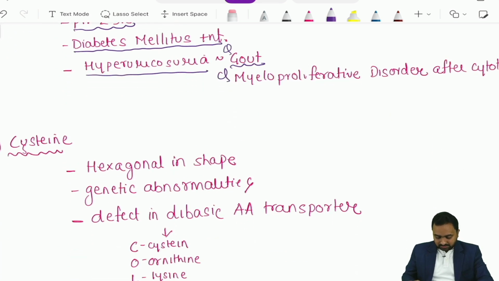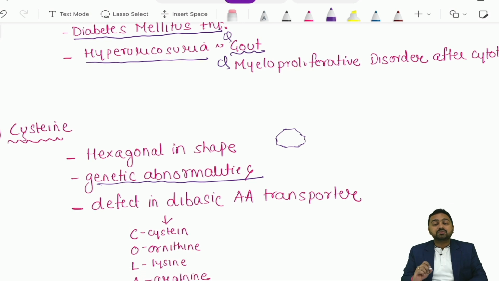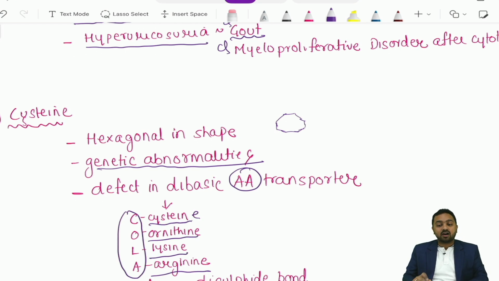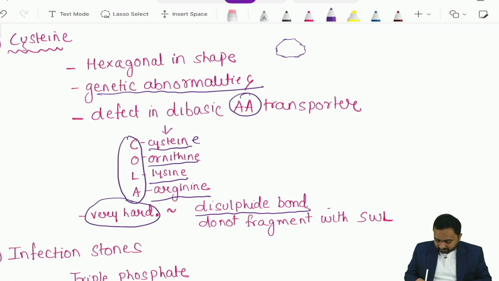Then you have your cystine stones, which are hexagonal in shape, right? Now, they are associated with genetic abnormalities. It is due to the defect in dibasic amino acid transporters, which includes COLA, right, which is cysteine, ornithine, lysine and arginine. Now, these are very hard. Why are they very hard? Because of the disulfide bond.